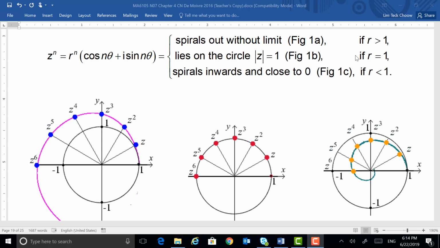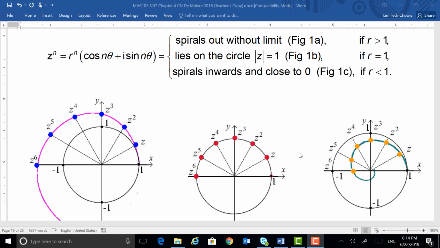On the other hand, if your r is more than 1, apart from revolving around the origin, the value of r, because it increases, will make the complex number spiral outwards as you raise it to bigger and bigger power. If your r is less than 1, as the complex number revolves about the origin, you find that it actually spirals inward because the r gets shorter and shorter.